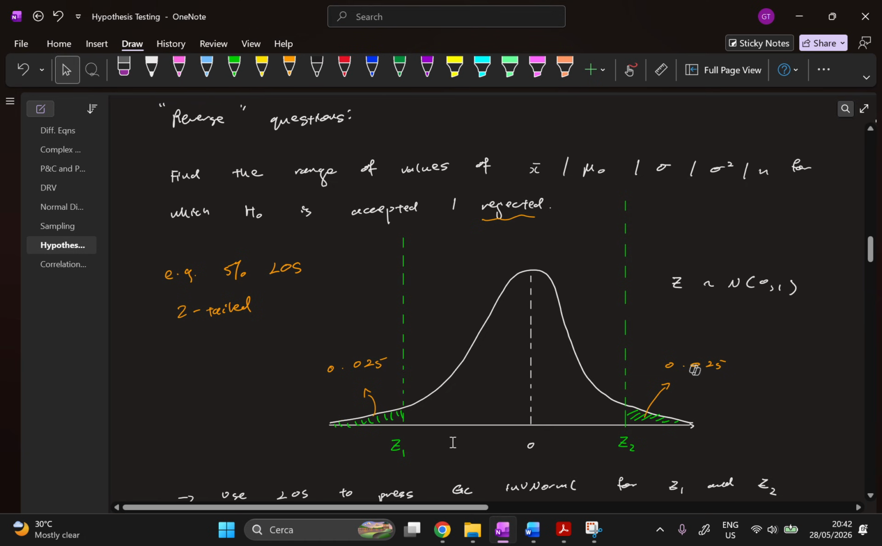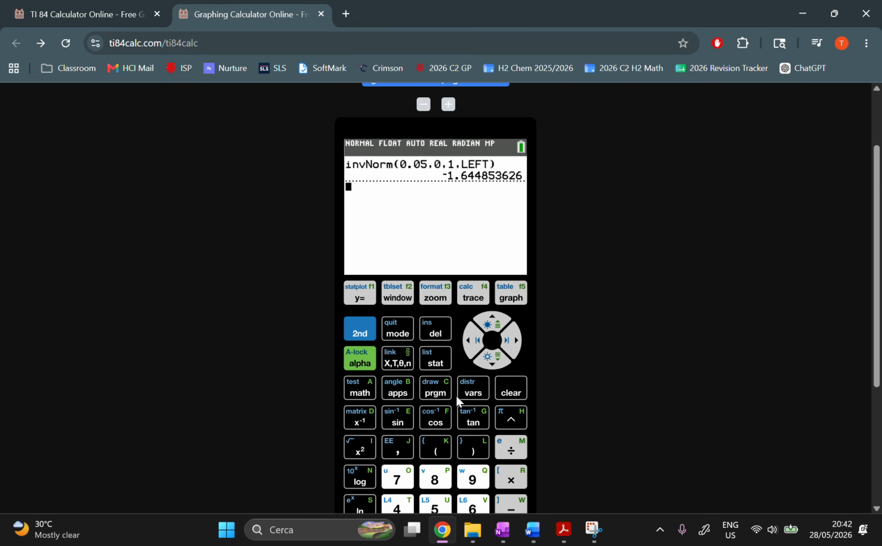So the most quick and painless way to figure out if it's a two-tailed test, just use inverse norm center.